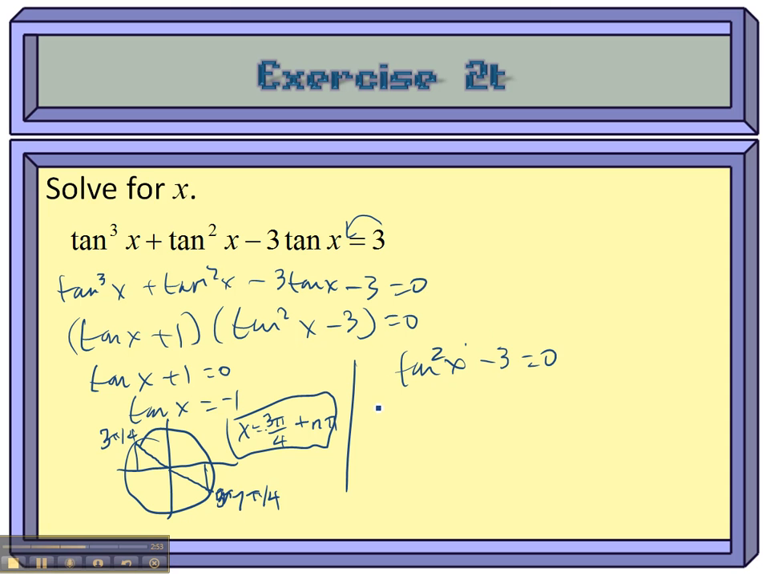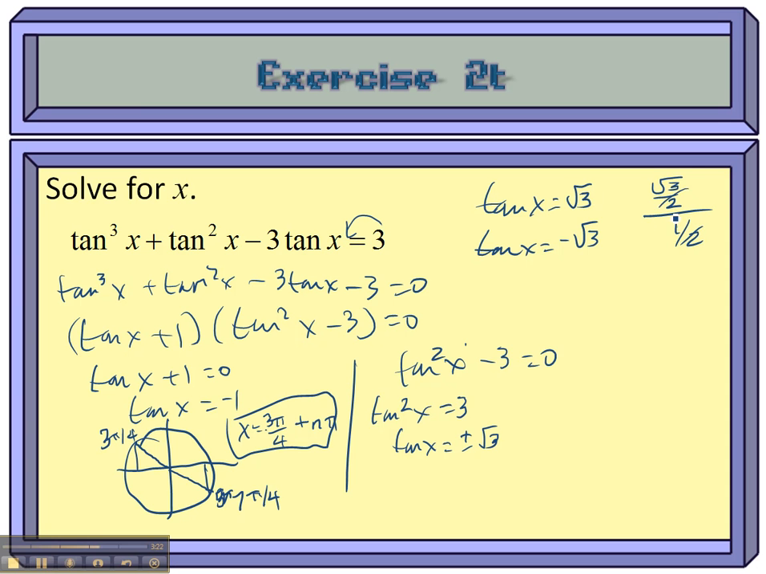Over here, tan squared x equals 3. Take the square root. Tan x equals plus or minus square root of 3. It's two separate equations. Tan x equals positive square root of 3 and negative square root of 3. Okay, so if I want square root of 3 on the top, the only way I can get that is with the square root of 3 over 2, and I have to divide that by 1/2, so the halves cancel out. This is the y coordinate, this is the x coordinate, unit circle, x coordinate of a half, y coordinate of root 3 over 2, that's pi over 3.